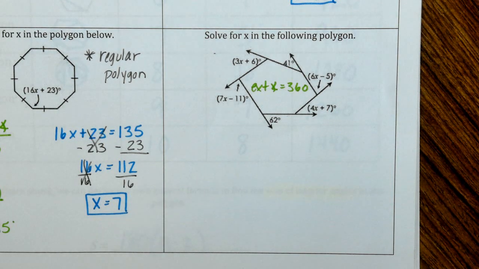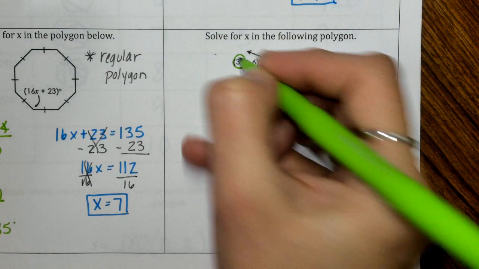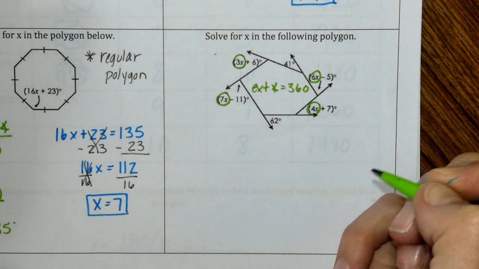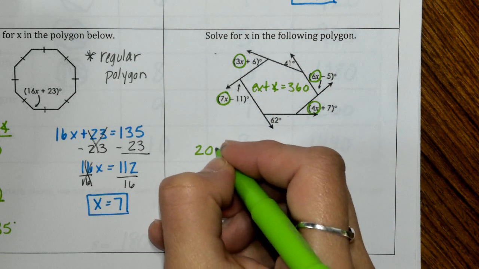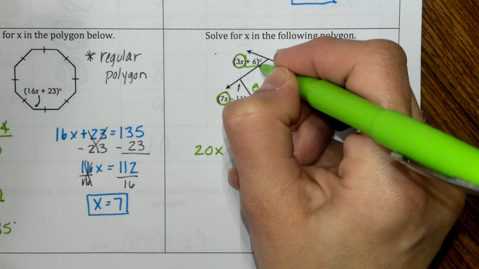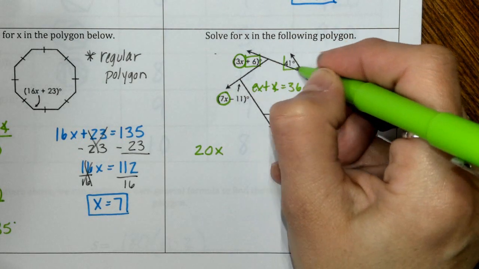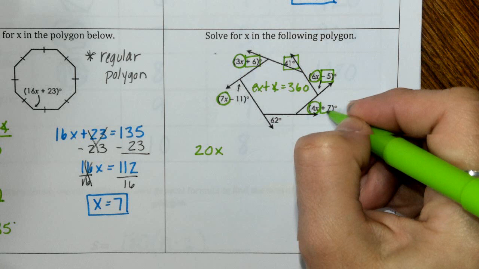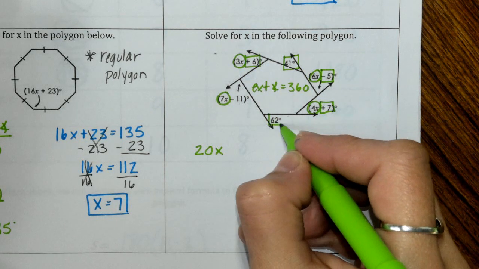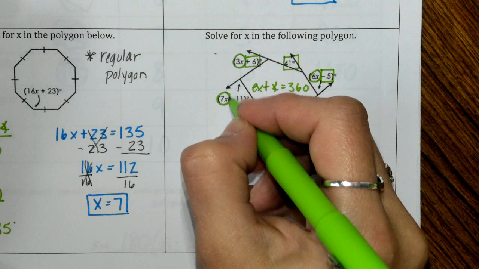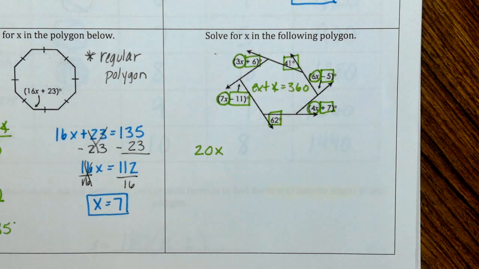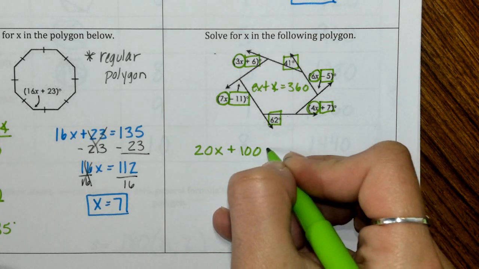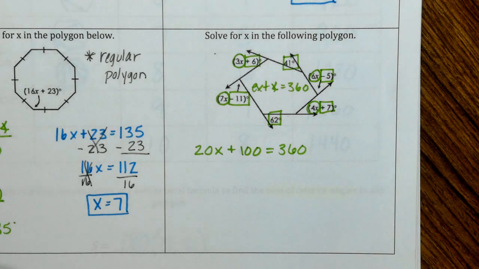So let's go ahead and add up our variables here. We've got 3 plus 7 plus 4 plus 6. We're going to wind up with a total of 20 x's. Now let's look at our constants. We have a 6 plus a 41 minus 5 plus 7 plus 62 minus 11. When all of this is plugged into the calculator, we're going to wind up with a positive 100, all set to 360 degrees.